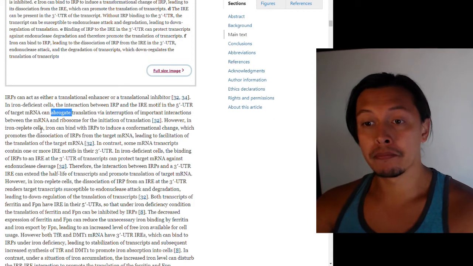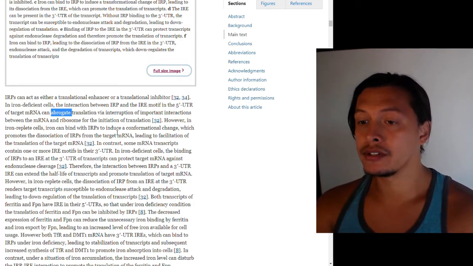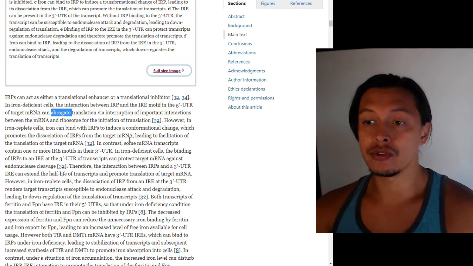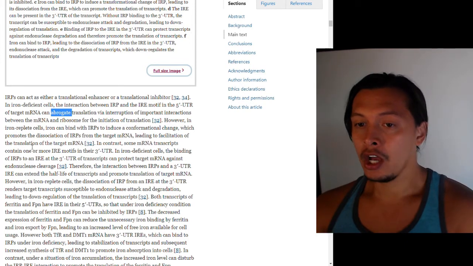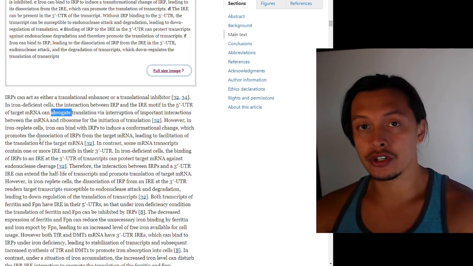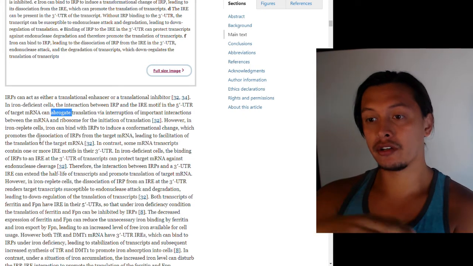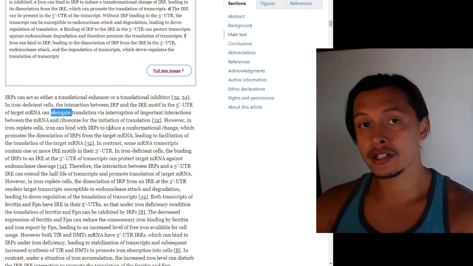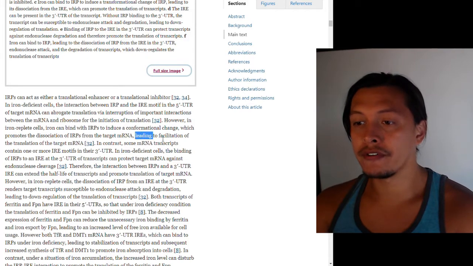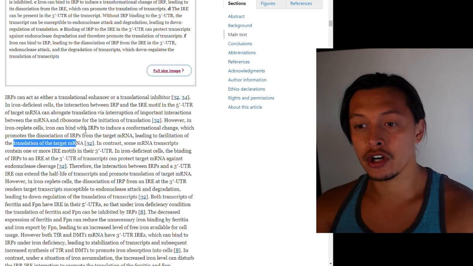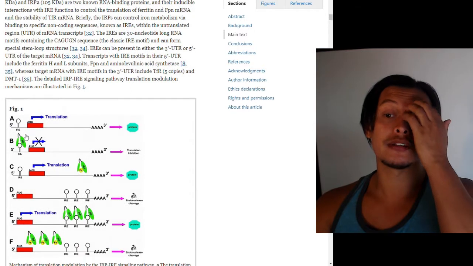However, in iron-replete cells, iron can bind with the iron-responsive proteins or iron regulatory proteins to induce a conformational change, which promotes the dissociation or the removal of these iron regulatory proteins from the target mRNA. This leads to a facilitation of the translation of the target mRNA. So this is what's happening in this first situation.